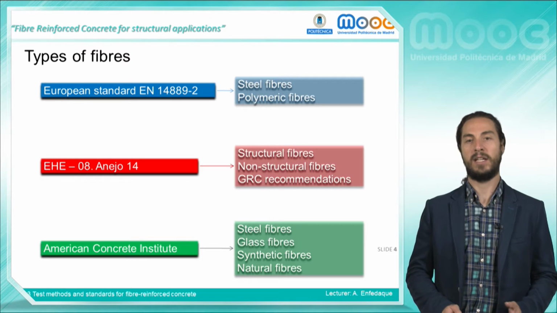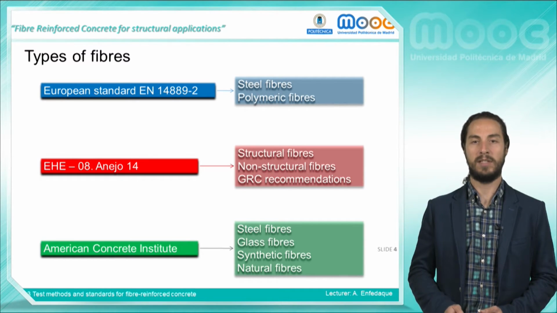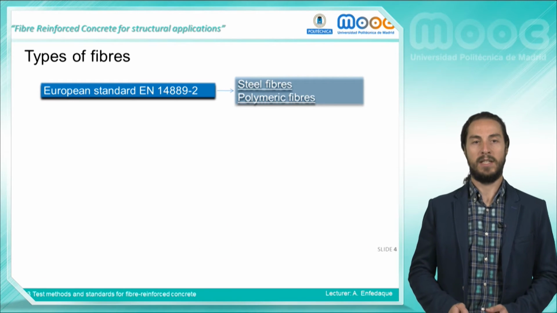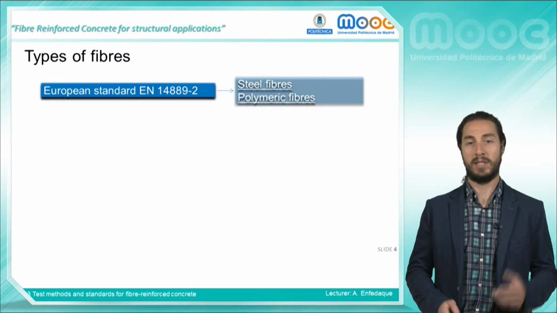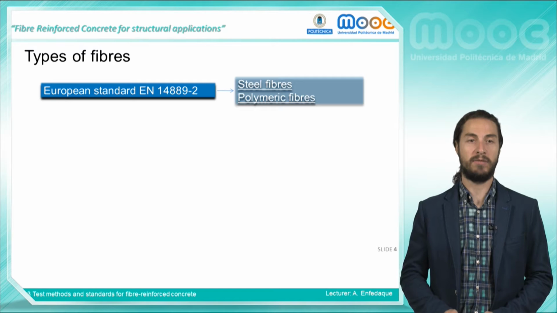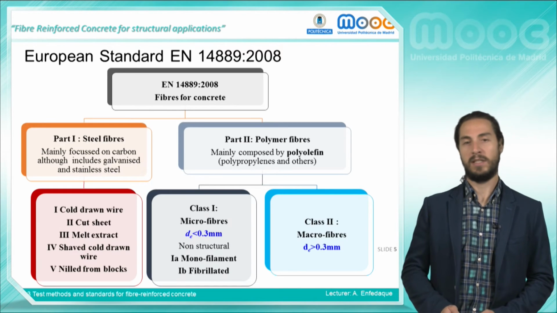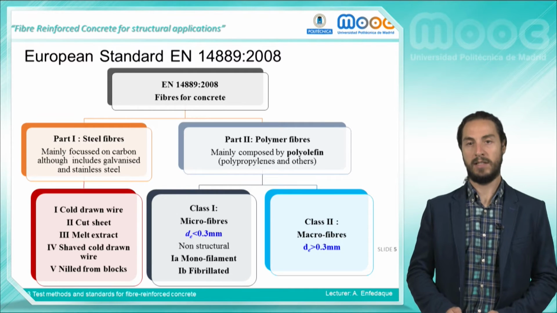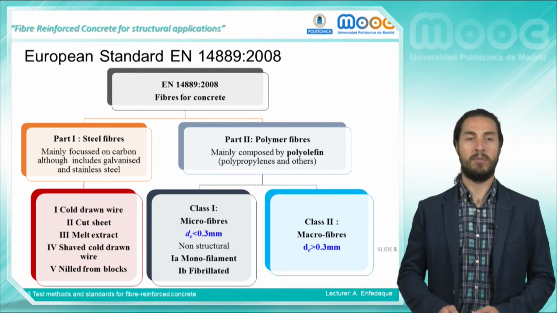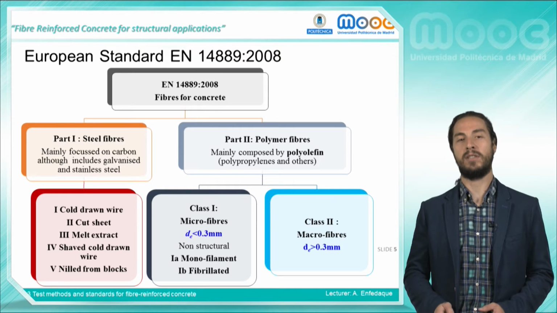And finally, the American Concrete Institute divides the fibers into four classes: steel fibers, glass fibers, synthetic fibers, and natural fibers. In this course, we will focus on the European standard that divides the fibers between steel fibers and polymeric fibers. The European standard EN 14889, which was approved in 2008, establishes the characteristics that are relevant to classify the fibers that are used in concrete.